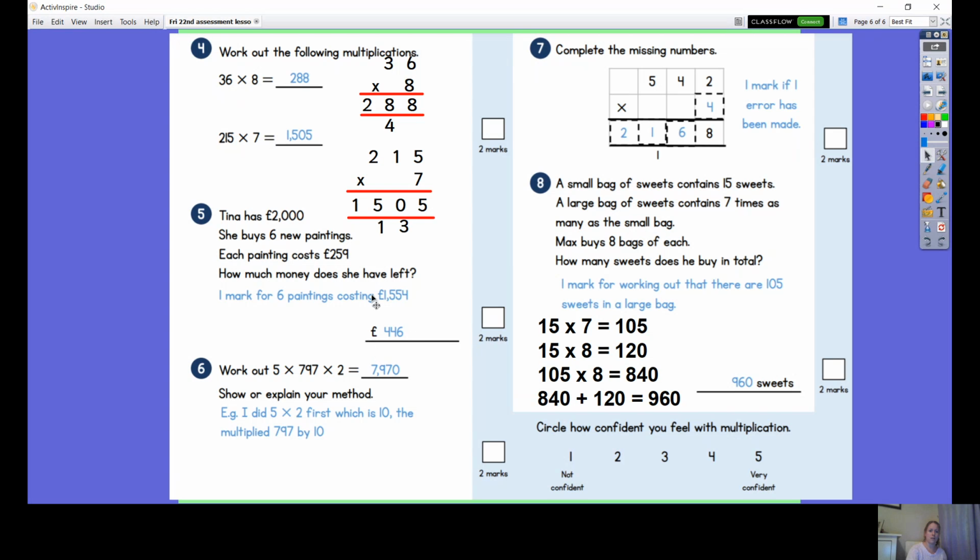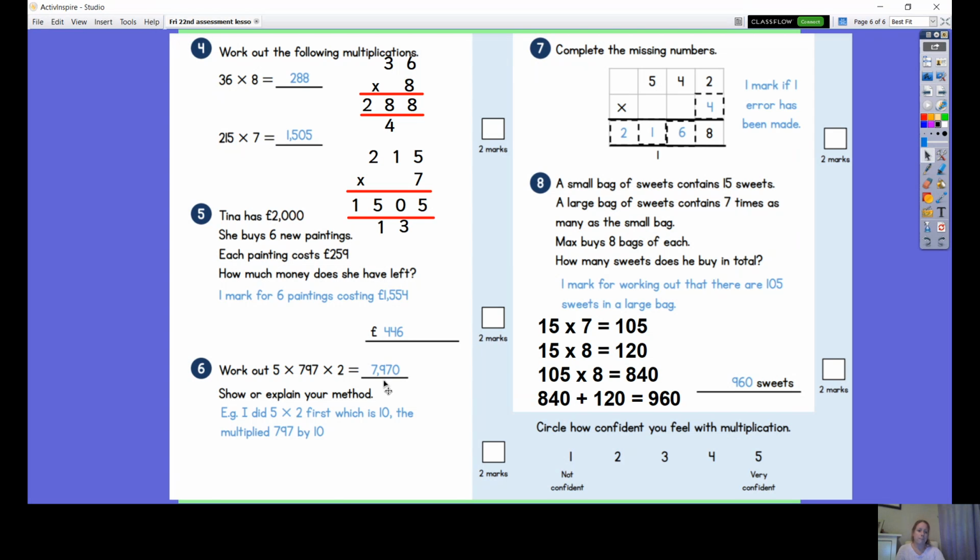If you just got the fact that her 6 paintings cost £1,554, if you got that, then that's good as well. That's sort of half the question. So you would have got a mark for that, and then you get another mark for taking that amount away from the £2,000 that she had at the start.